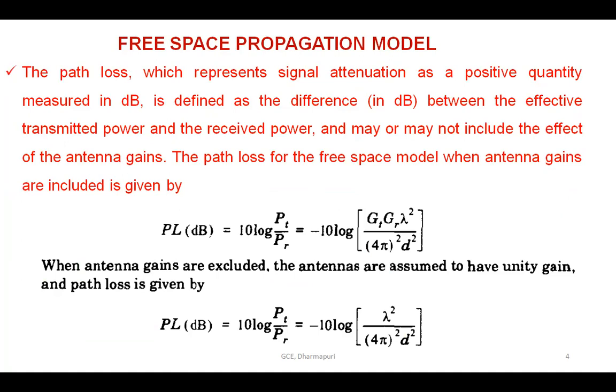With antenna gain included, the path loss is equal to 10 log PT by PR, which equals minus 10 log of GT GR lambda squared divided by (4 pi)^2 d^2. When the antenna gains are excluded, the terms GT and GR are removed, so they are approximately equal to unity gain. So the path loss is equal to minus 10 log of lambda squared divided by (4 pi)^2 d^2.